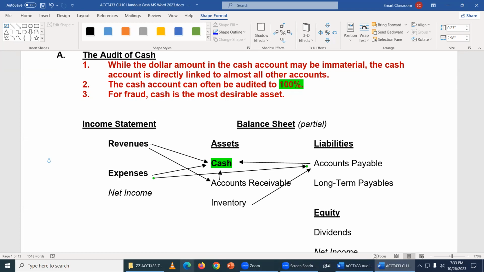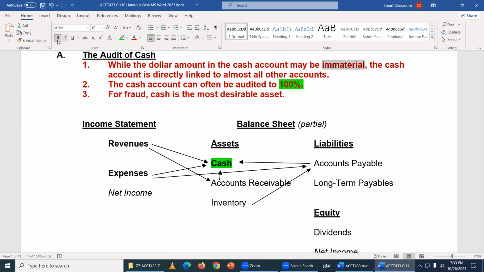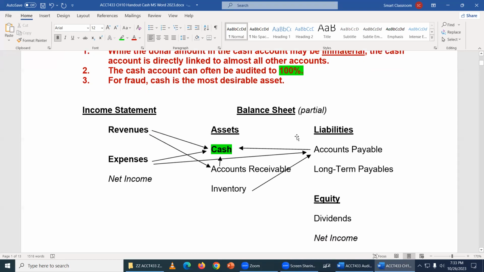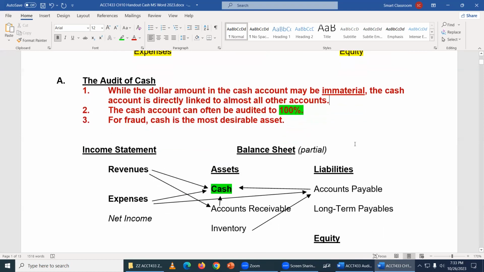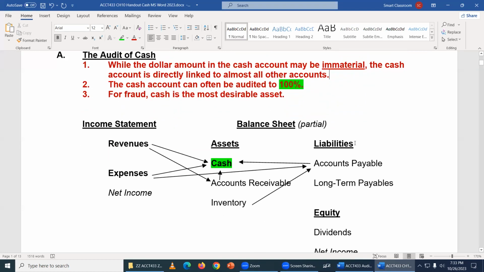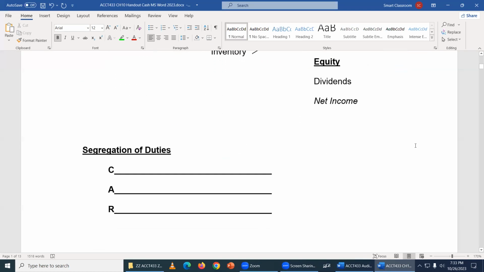This is probably the account with the most audit items in it as far as finding evidence of any of the other accounts. And a lot of times it's immaterial. You look at the dollar amount, it's way less than the inventory, so if you just look at the dollar amounts, it's not a very important account to look at. But because everything runs through it, cash becomes a very important account. Sort of like blood.